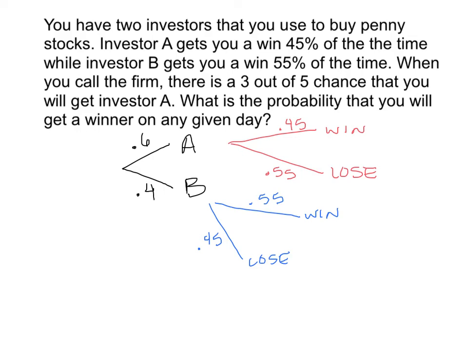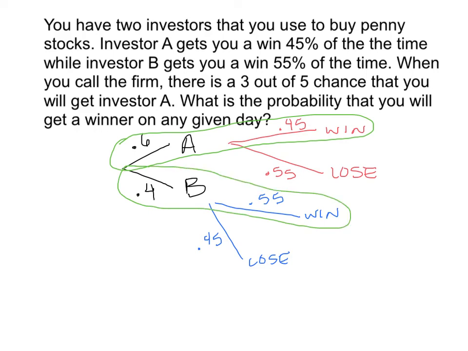So let's think about winning. In this case, our winner would be this path or this path. So we have a couple of different possibilities here. So let's start out with the A. We know that Investor A has this 0.6 as the probability that you'll get him in the first place, and then 0.45 that he'll get you a winner. So the probability of that particular outcome, since both those things need to happen, is 0.6 times 0.45.